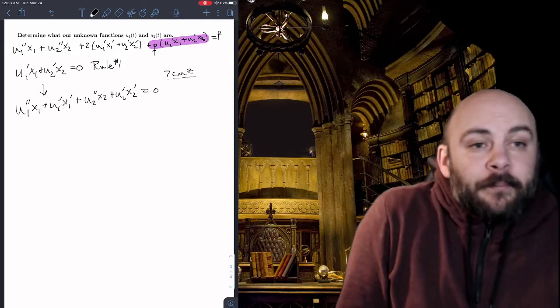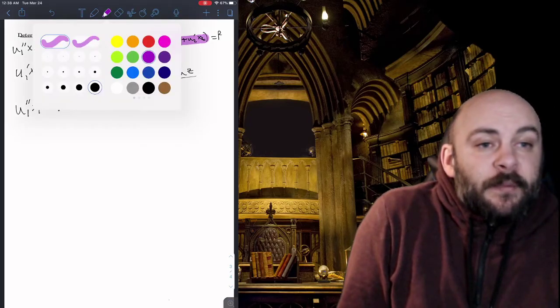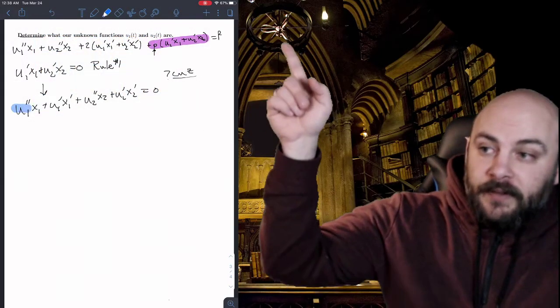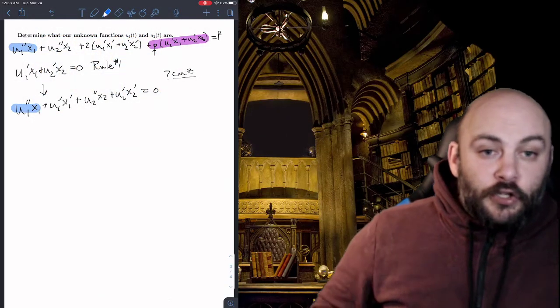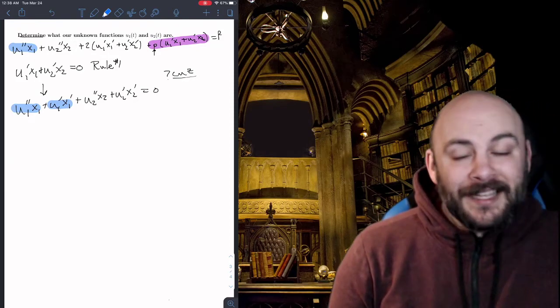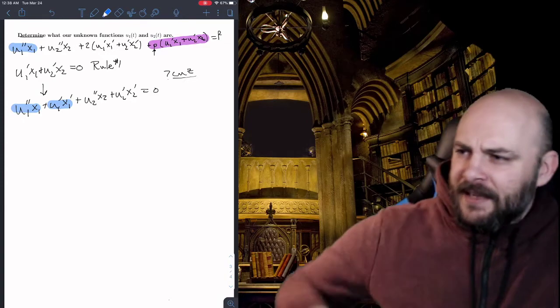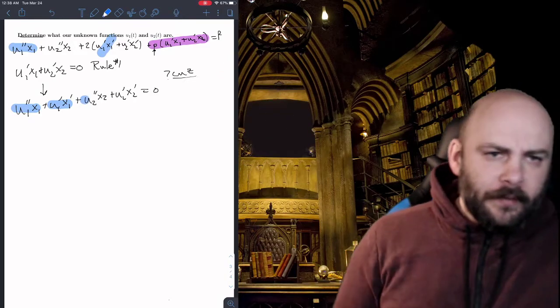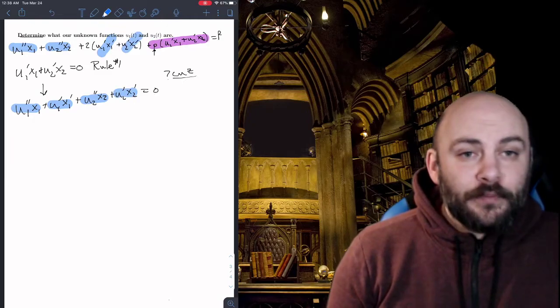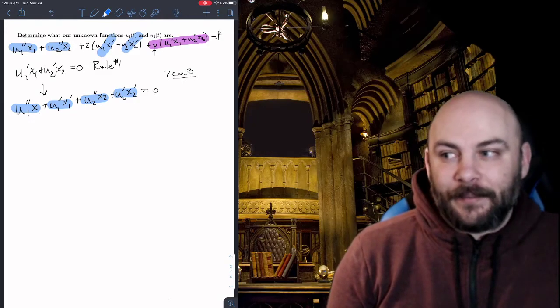Why would you take the derivative like this? Because you spent a lot of time and noticed all the terms were already present in the equation above. u1 double prime x1, that's right there. u1 prime x1 prime, well, half of that, because there's a 2 in front of that term, is right up there. u2 double prime x2, that's right there. And u2 prime x2 prime, again, half of that is up there.